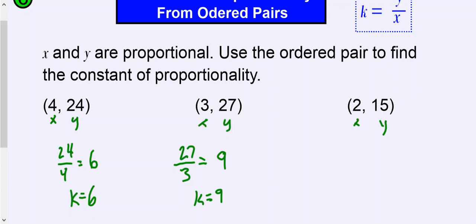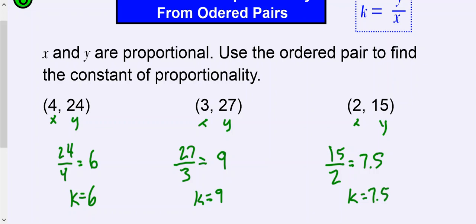And the last one, we're taking y divided by x. So 15 divided by 2. And 15 divided by 2 will be 7.5. So k is equal to 7.5.